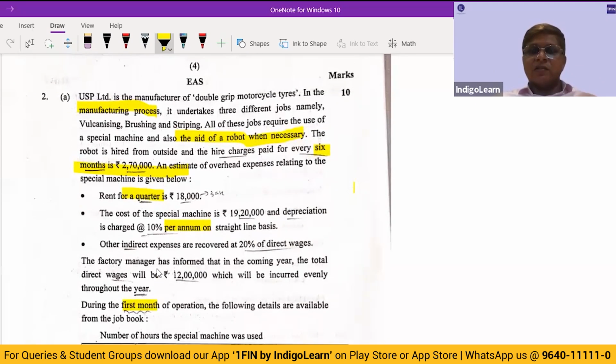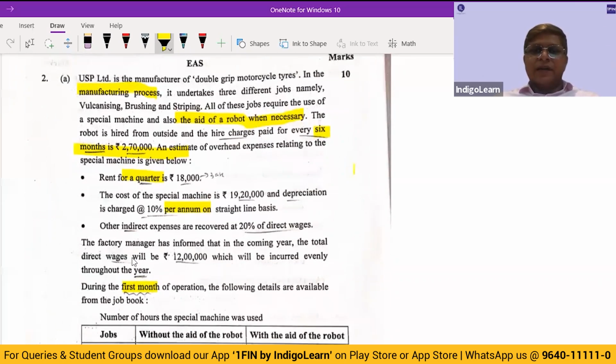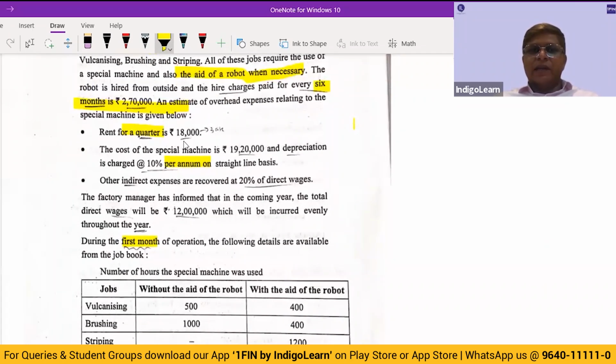Now here, I would say this question requires utmost concentration and focus of a student while solving. As far as information is concerned, it is not tricky. The information given is straightforward, but they are testing the focus. They are testing the patience of the student. All right. So rent is given on a quarterly basis. Depreciation cost of that special machine is given on an annual basis.